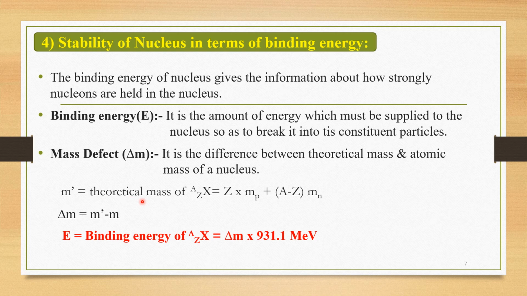Once we know the theoretical mass, the mass defect, that is delta M, can be calculated as delta M equal to M dash minus M, where M dash is the theoretical mass while M is the atomic mass. Once we know this mass defect, from this we can easily calculate the energy, that is the binding energy. So the binding energy of a nucleus is equal to the mass defect multiplied by 931.1 million electron volt.